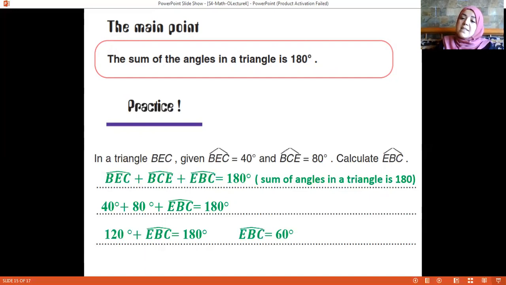So guys, please pay attention to the steps. We have three main steps. The first step is something I know, which is the sum of angles is equal to 180. The second step is we put the given. And the third step, we calculate. Okay, let us make more examples.